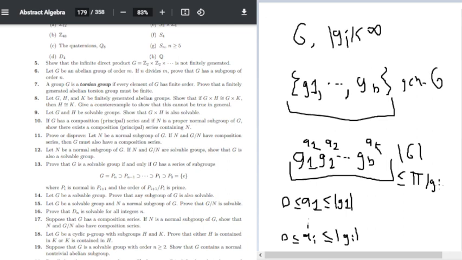Which means that, bada boom bada bing, we get that our torsion group is finite. At least if it's abelian. If it's not abelian, we get more subtleties.